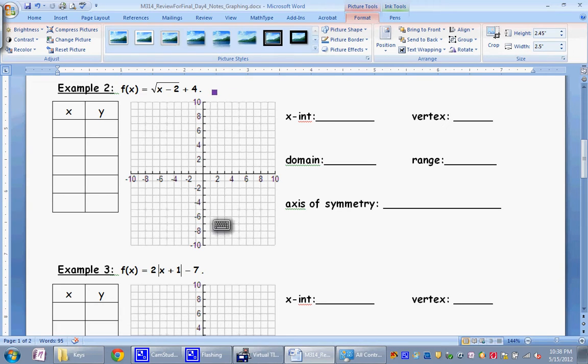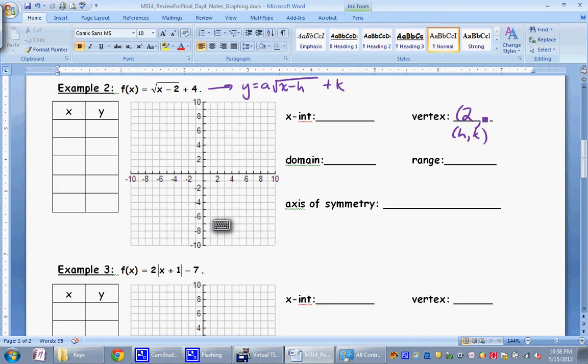Example number 2 is a square root equation. That's y equals a times the square root of x minus h plus k. Looks very similar to the equation we just had. It's just instead of a squared bit, now there's a square rooted part. Our vertex is still at h comma k. So for this particular problem, the opposite of negative 2 is positive 2, and then after the square root we have a 4. So our vertex is at 2 comma 4.